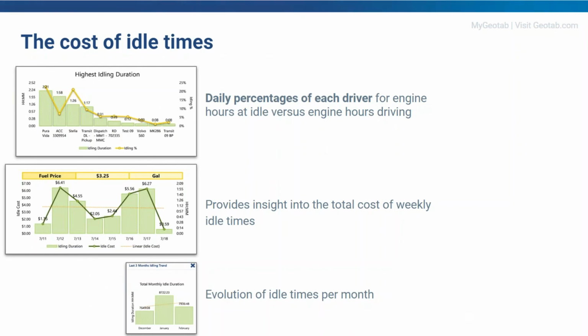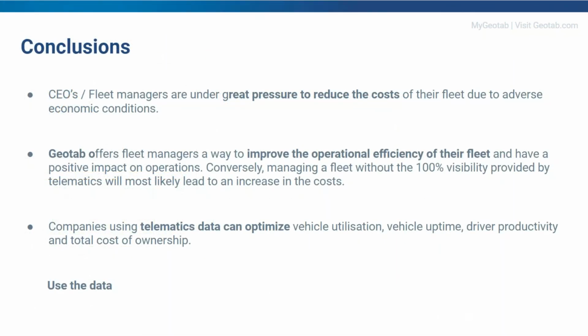So we're coming towards the end now. I just want to summarize everything we've seen in the last few slides. So we are living in a complex and uncertain economic environment, and fleet managers are under great pressure to reduce costs. So managing a fleet that does not exploit 100% of the potential offered by telematics is very likely to lead to increased costs. And I'm very passionate about this. It's so important to maximize this data. And in Geotab, we have 20 years of experience in improving the operational efficiency of fleets, and we hope to help you in your next projects.